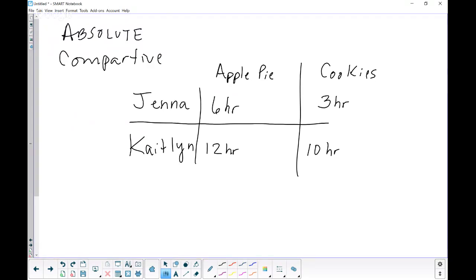who has the absolute advantage in producing apple pies? Well, again, with an input question, we want to say, who is it that can do it in the shortest period of time? Well, Jenna can do it in 6 hours versus Caitlin, who can do it in 12 hours. So for apple pie, it would be Jenna. And then who has the absolute advantage in baking cookies? Well, that's 3 hours versus 10 hours. So for cookies, it is also Jenna.